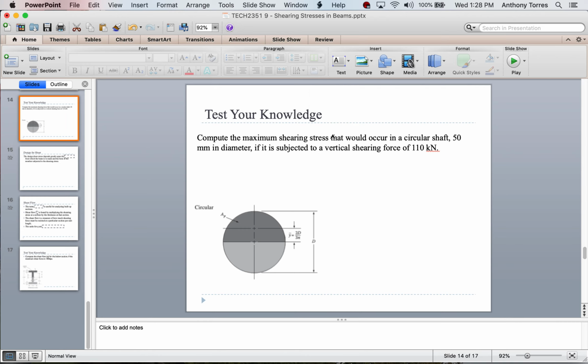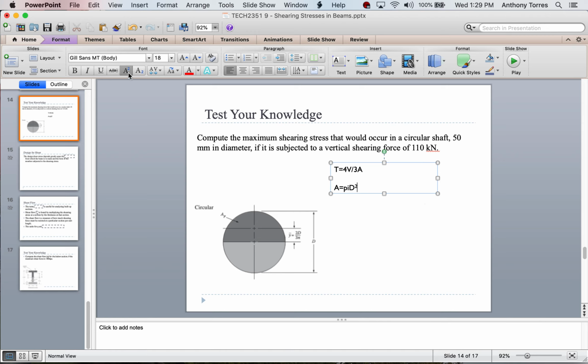The equation for this guy is tau is equal to, like I just said, 4 times V divided by 3 times the area. Well, let's just get that stuff. We know the area of a circle is equal to pi times d squared over 4. Cool, let's just plug that in there. Pi, the diameter is 50 millimeters, and we can just leave this as 50 millimeters for now, raised to the second power, divided by 4. If I do that math, it's 1,963.5 millimeters squared.